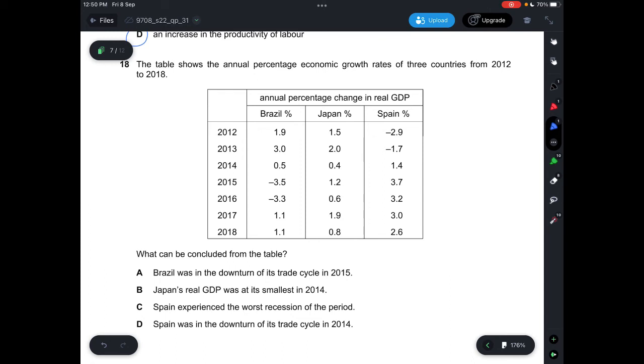The smallest real GDP should be in 2012, because you can see even though the percentage change is basically fluctuating, there's still an increase. So B is incorrect. C, Spain experienced the worst recession of the period. Incorrect, because there's recession in 2012 and 2013, but there's an increase in economic growth from 2014 onwards, so it's incorrect. And D, Spain was in its downturn of its trade cycle in 2014, which is incorrect because you can see the GDP is positive. So the answer is B.